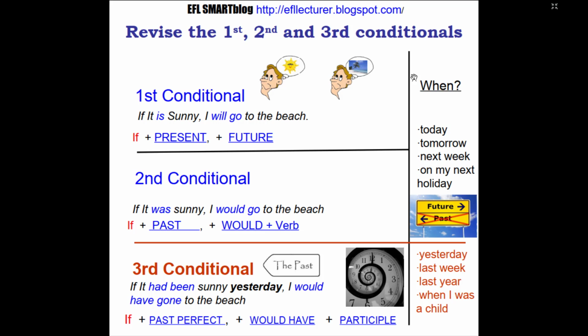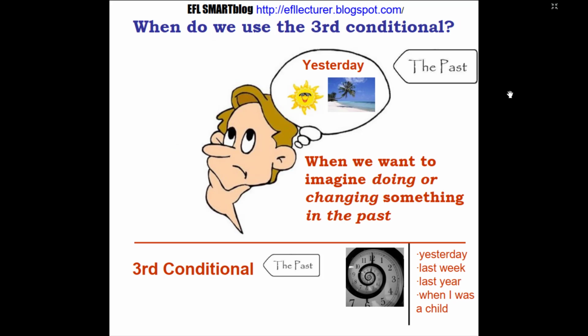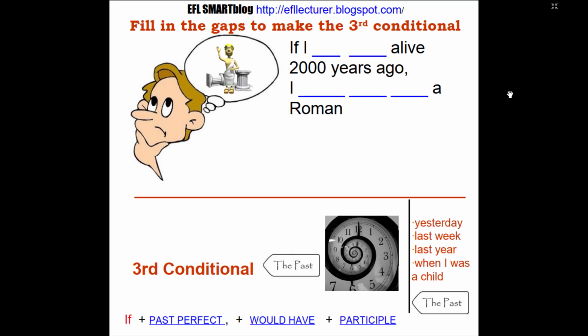Here we have just an infographic of what the first, the second, and the third conditional structures are. And then we can see the differences in the structures. I'm going to skip this. And then we are checking these exercises. I mean, you can do it with me, no problem.